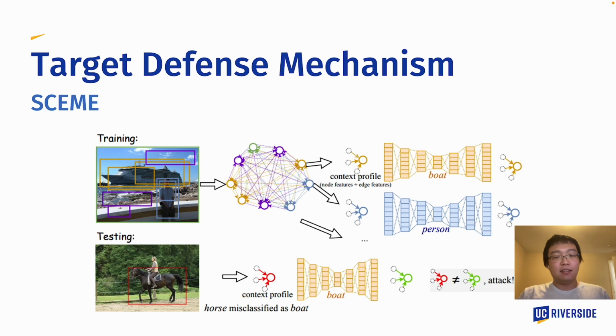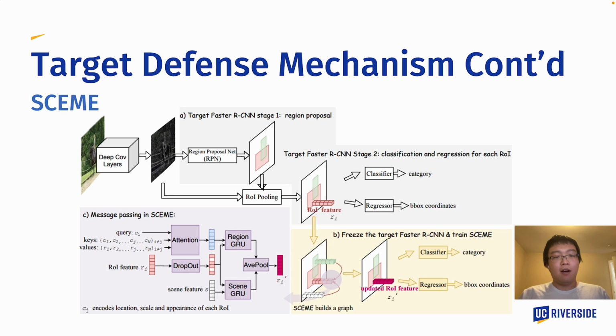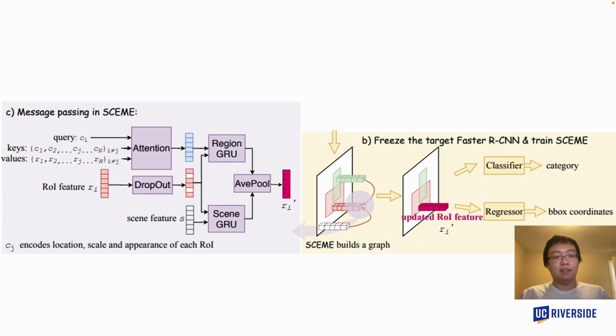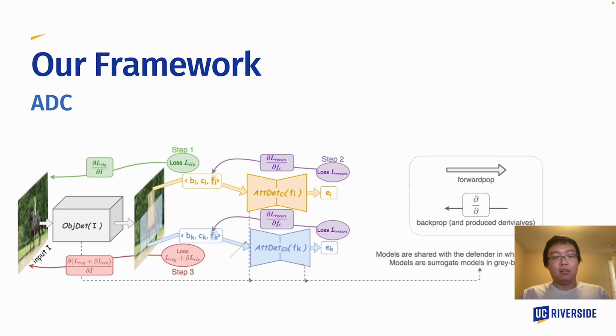It detects attacks based on the context profile extracted from the intermediate layer of a Faster R-CNN variant. It uses a bunch of autoencoders to measure the context consistency of a given object. And we proposed our ADC framework to evade such context consistency checkers.